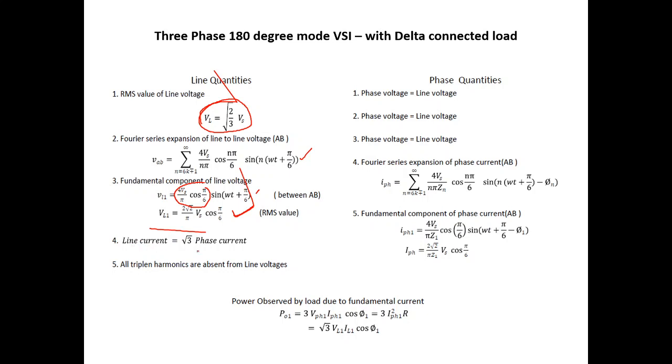Coming to line current, it is equal to root 3 times the phase current. All triplen harmonics are absent from line voltages. Coming to the phase quantities, phase voltage equals line voltage, right? So the RMS value of phase voltage, the fundamental phase voltage, or the Fourier series, all are going to be the same. The Fourier series expansion of phase current you can obtain using this formula.